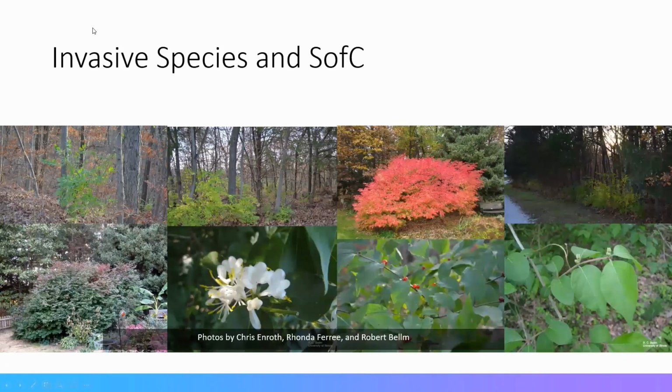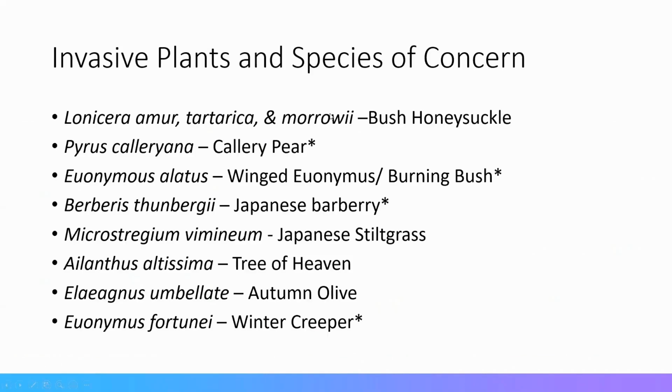Invasive species and species of concern are found all throughout the Illinois landscape, whether in our homes, our farmsteads, downtown in the cities, or in rural areas. They are all over the place. The point of this presentation is to discuss some of these particular species, and this list right here is just an example of some of those.